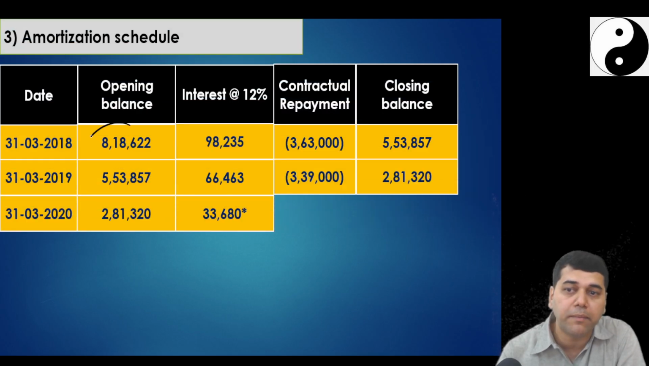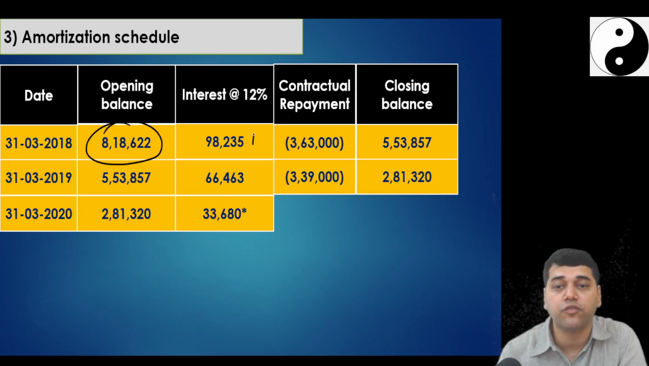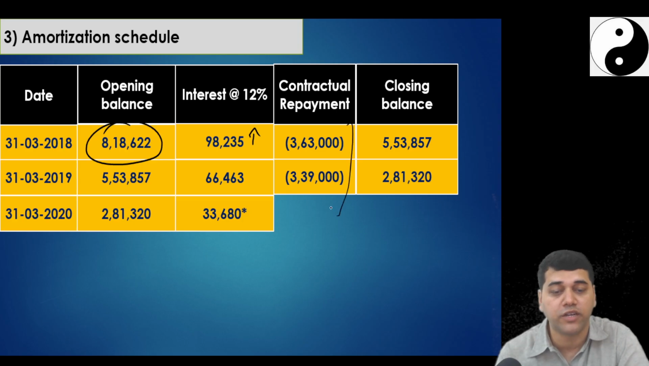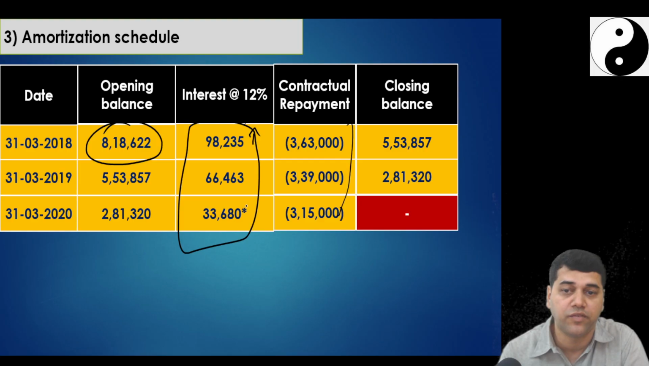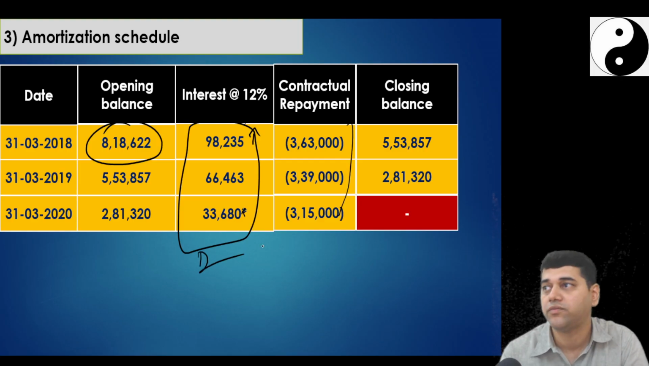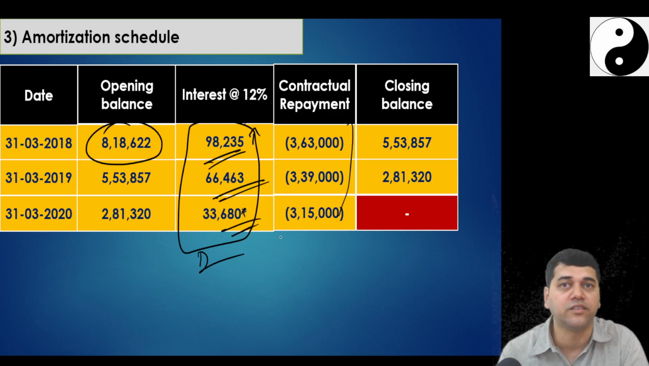I'll start with the opening balance of the fair value of the loan. Take interest at the rate of 12%. The contractual cash flows are already there. So I'll prepare an amortization schedule. I need this interest. Differential interest is round off. You got this amortization 98, 66, 33.